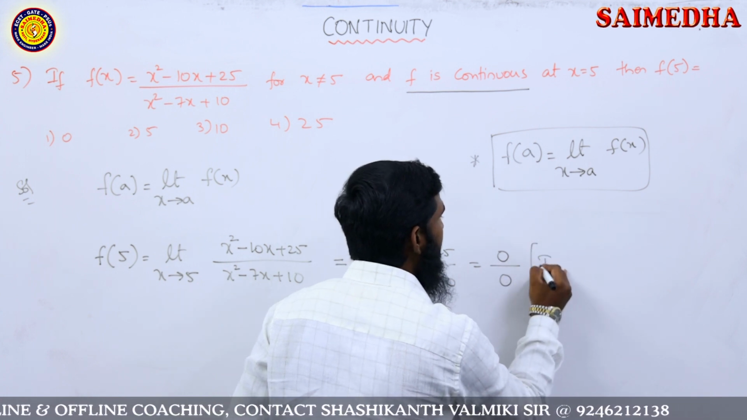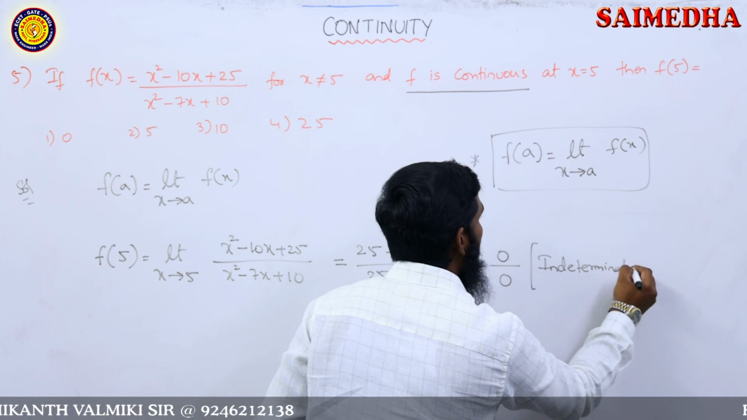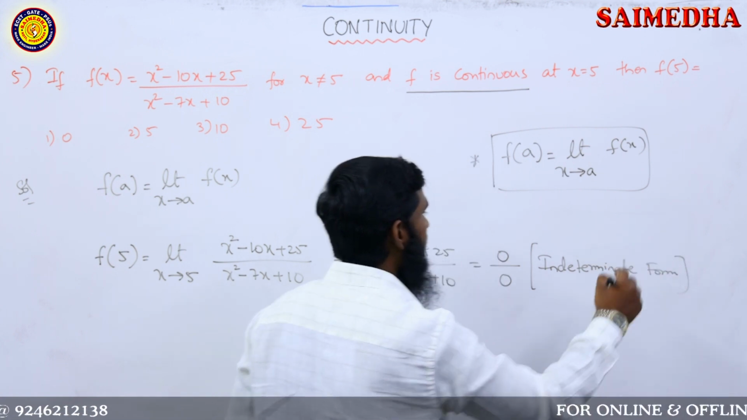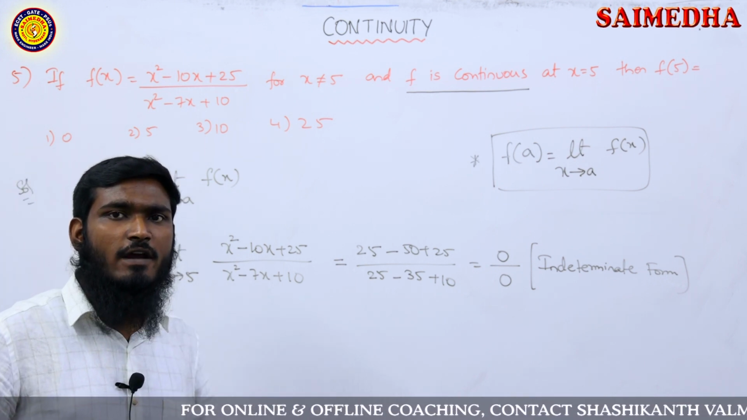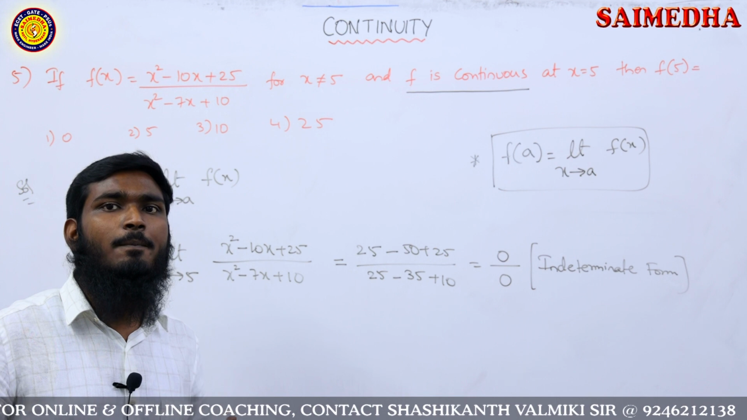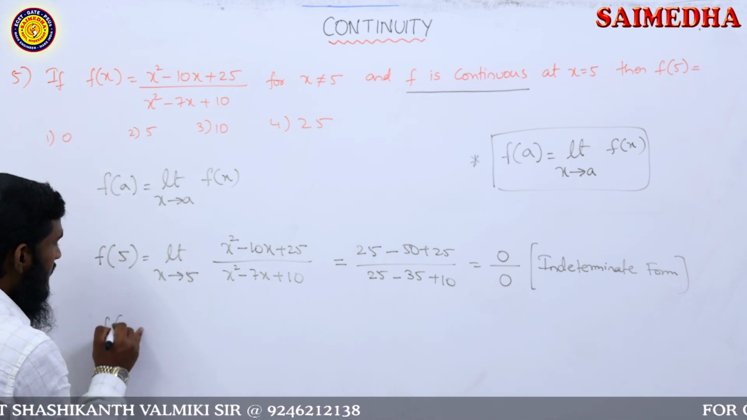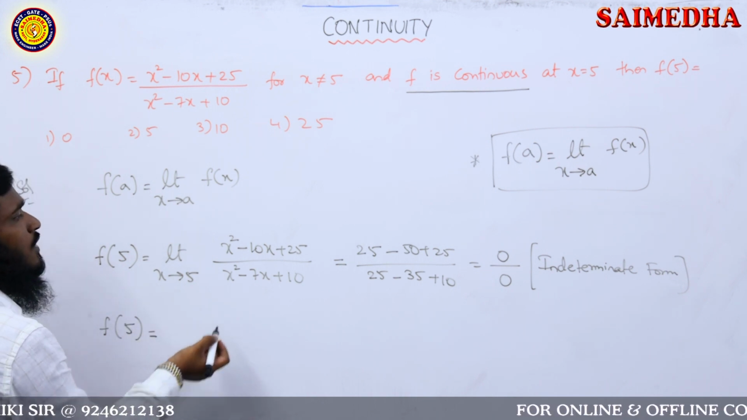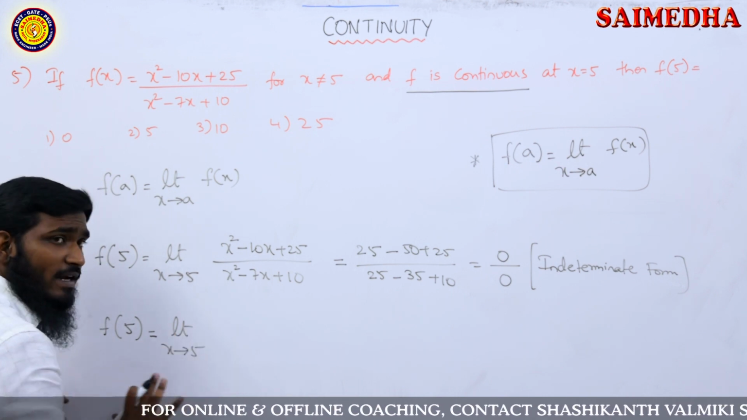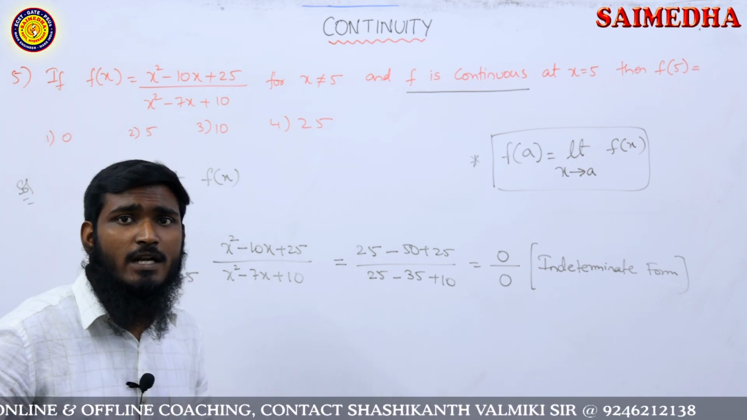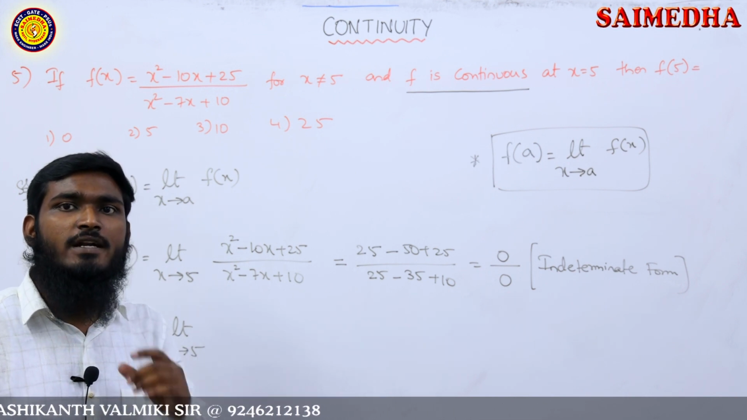So whenever we get 0 by 0, what do we write? Indeterminate form. Whenever we get the indeterminate form, as we have already discussed in the topic limits, we can apply the L'Hospital rule. Now let us apply the L'Hospital rule over here. f of 5 equals limit x tends to 5, written as it is. What is the meaning of the L'Hospital rule? We have to differentiate the numerator as well as the denominator.